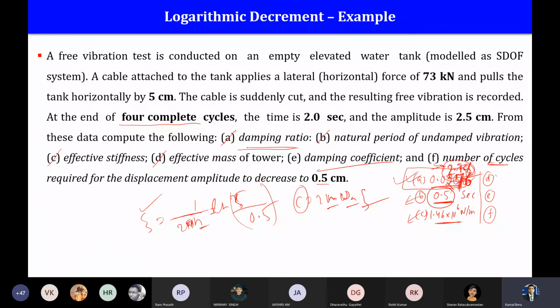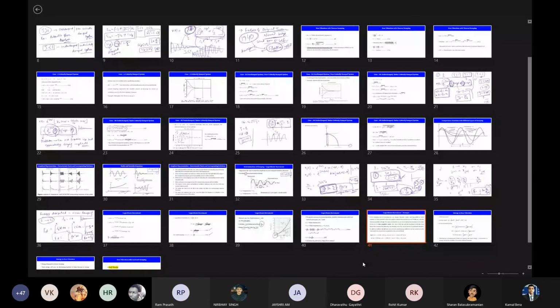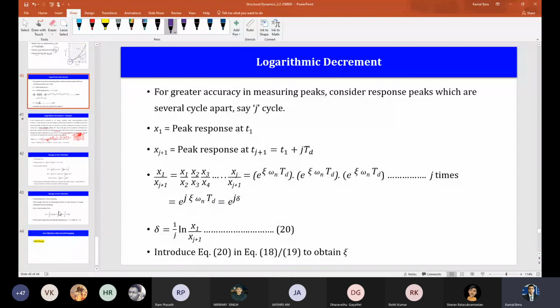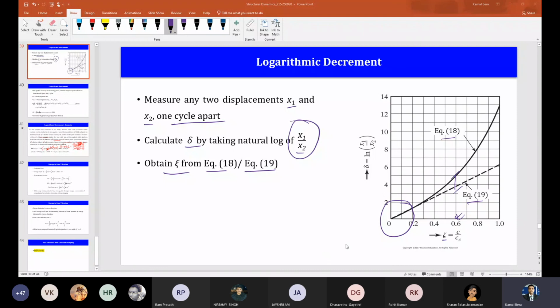Okay, so now tell me what n you have got. What is the number of cycles? Come on, what is the number of cycles?